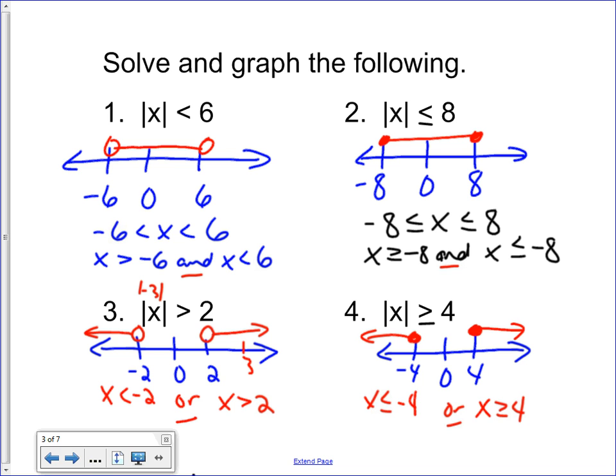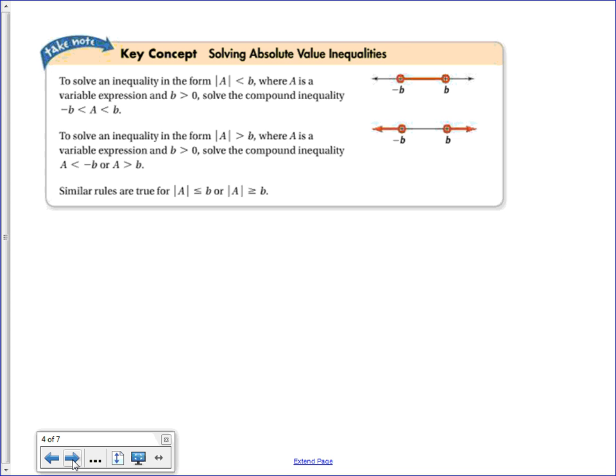So this next page would be absolutely great to have in your notes. So here's what it says: to solve an inequality in the form of the absolute value of a is less than b, where a is a variable expression, and b is greater than 0, because we talked about having 0 over there, we want to solve the compound inequality. Again, we got a sandwich. So negative b is less than a is less than b.